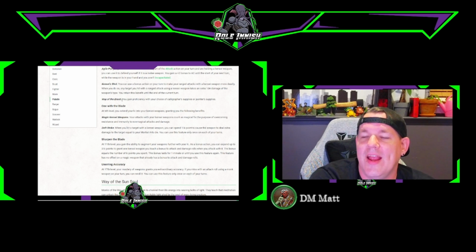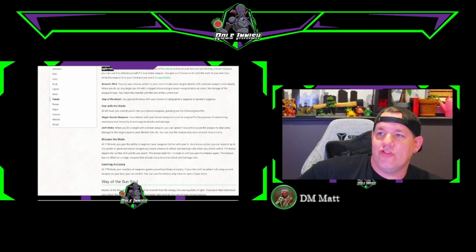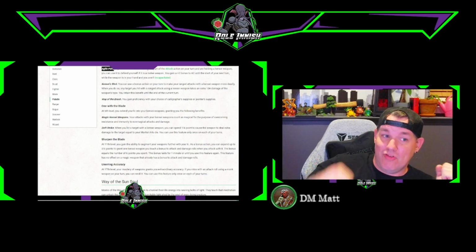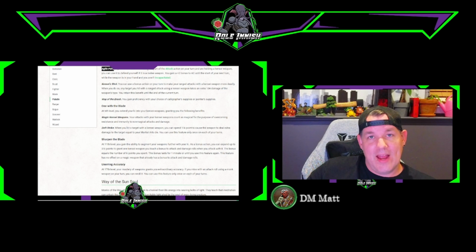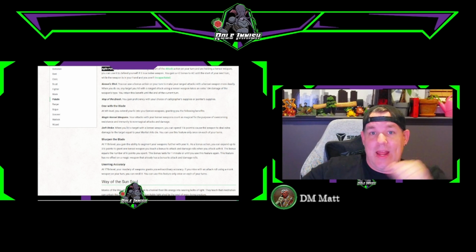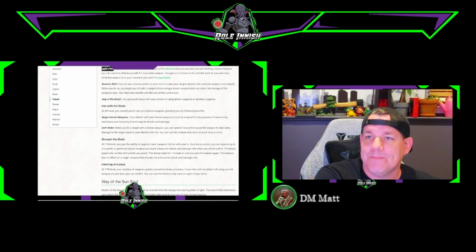All right, the second option you get is called Agile Parry. If you make an unarmed strike as part of the attack action on your turn and are holding a Kensei weapon, so you have a weapon in your hand but you chose to punch, you can use the weapon to defend yourself. You gain a +2 bonus to your AC until the start of your next turn while the weapon is in your hand and you're not incapacitated. So you're just kind of at the ready to deflect a blow with that weapon.